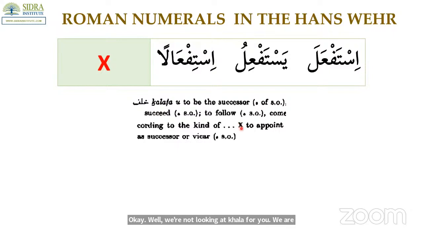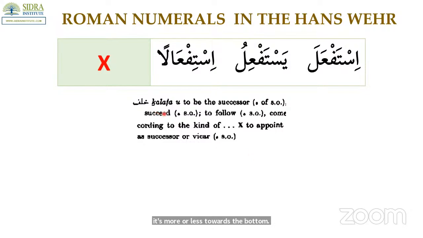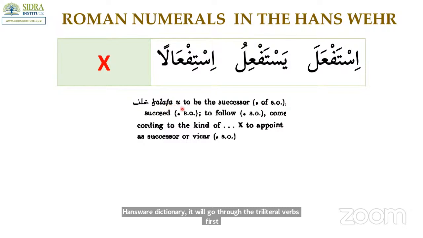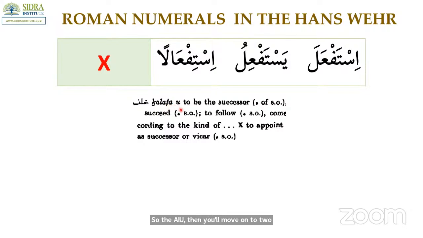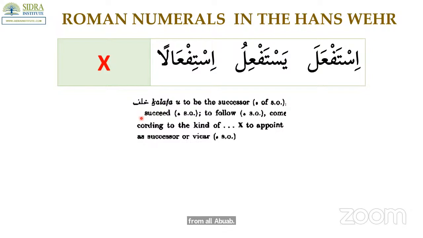So just be a bit careful. Sometimes you can miss the number 10 because you might think it's part of a word or something like that. So just keep your eyes open. The best way to remember number 10 is it's more or less towards the bottom, because in the Hans Wehr dictionary you will go through the triliteral verbs first. So thulathi mujarrad, then you'll move on to 2, then 3, 4, 5, 6, 7, 8, 9, and then 10. And sometimes you don't even have all the numbers because you don't have verb patterns from all abwab for that particular verb. So remember that as well.